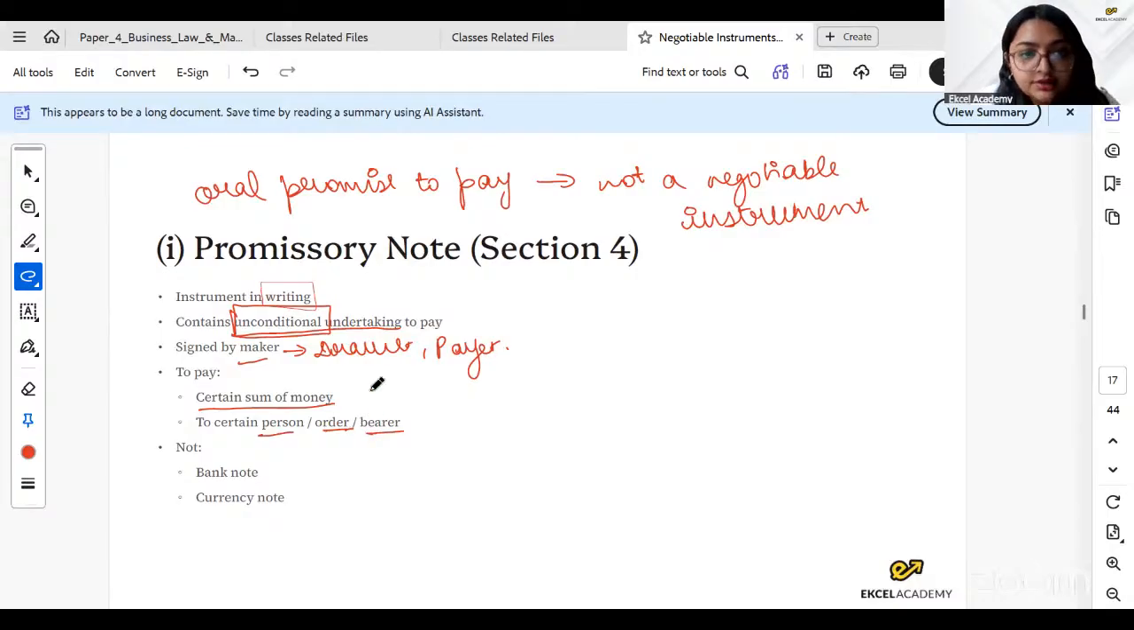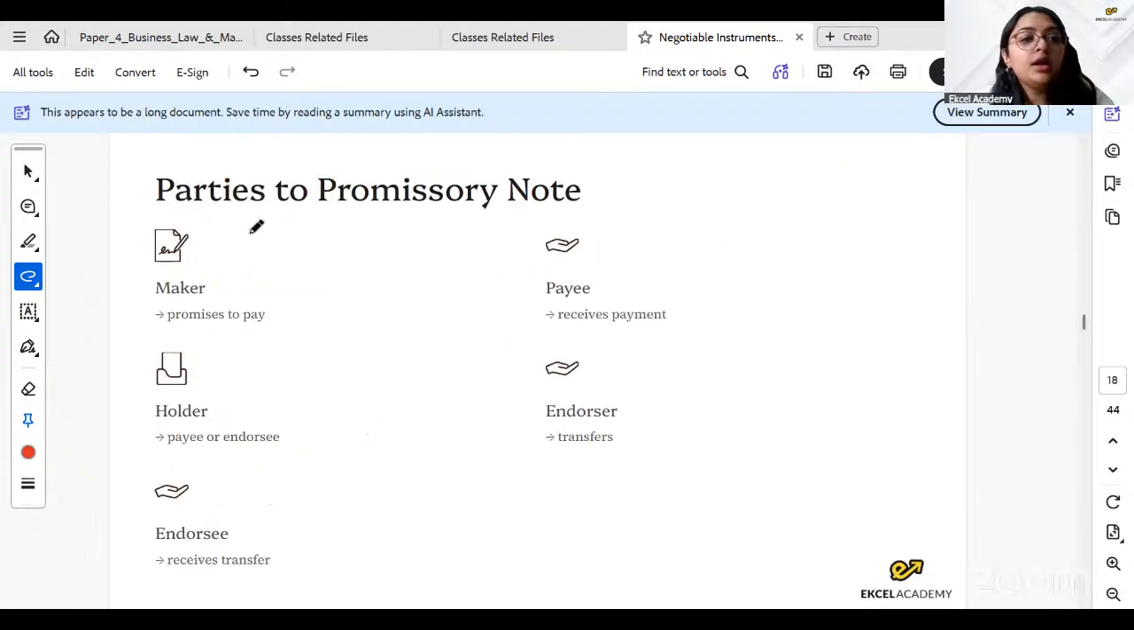order, as well as the bearer. I hope you are understanding the technicalities of your promissory note, which is an instrument in writing which contains an unconditional undertaking to pay. Please focus on these two words, that is writing and unconditional undertaking, which is signed by a maker to pay a certain sum of money to a person, order, or a bearer. It is not a bank note. It is not a currency note as well. Next, who are the parties?